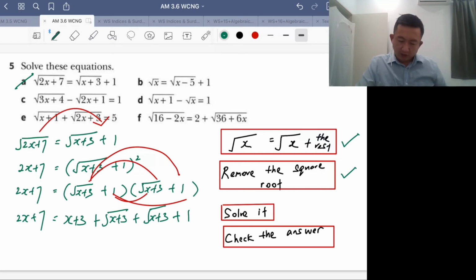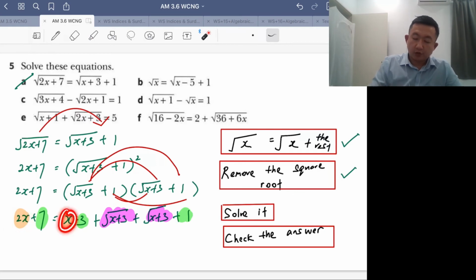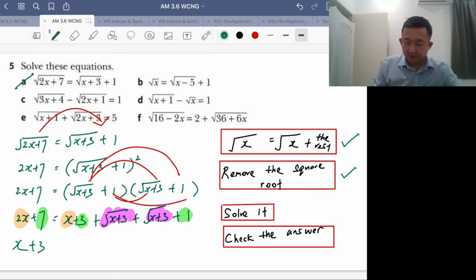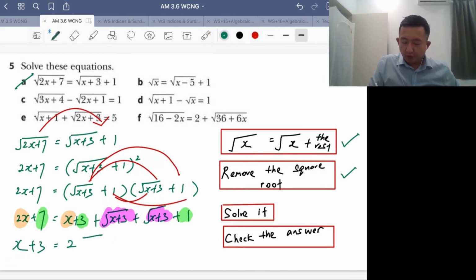Okay. So let me identify the like terms. 2x, x the like terms. 7, 3, 1 the like terms. This is another like term that you have to know. Now we collect the like terms so that we can solve it. 2x minus x, so just x. 7 minus 3, 4 minus 1, 3. So you have x plus 3 on the left. And the square roots. The coefficient here is 1. The coefficient here is 1. When there are two of these, then you have 2 root x plus 3.